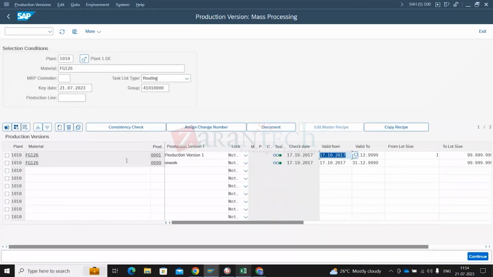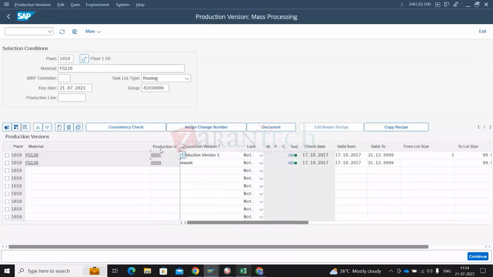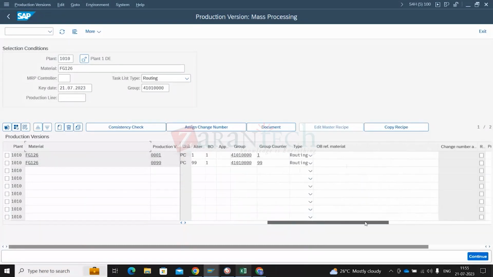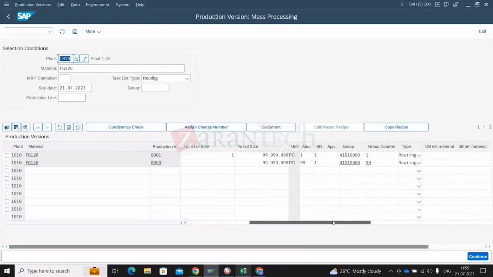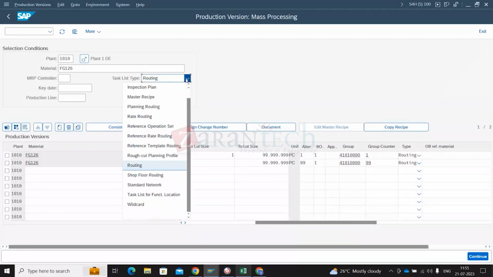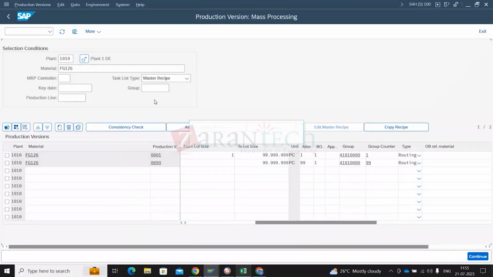Perfect. So this way our production version is created and now it is showing us, where is our production version? This is 0001 and this is 0099. What happened with our production version? Let me think. Task list type, it's showing routing at the top. We should choose group, task list type, master recipe.